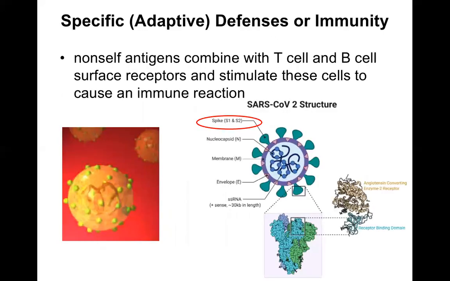Okay, so non-self antigens, like I was saying, a non-self antigen would be an antigen or a little protein, most likely on the surface of some pathogen, and once it gets into our body and tries to infect us, it would physically contact the T or B cell surface receptor, which would stimulate an immune response. So here is representing a pathogen with these little yellow bumps being a foreign antigen.